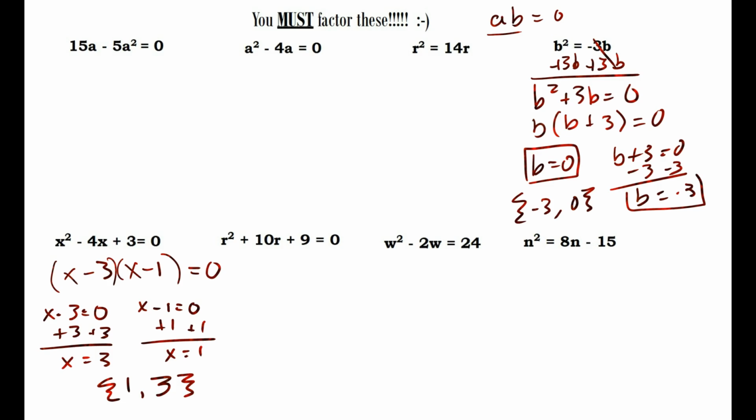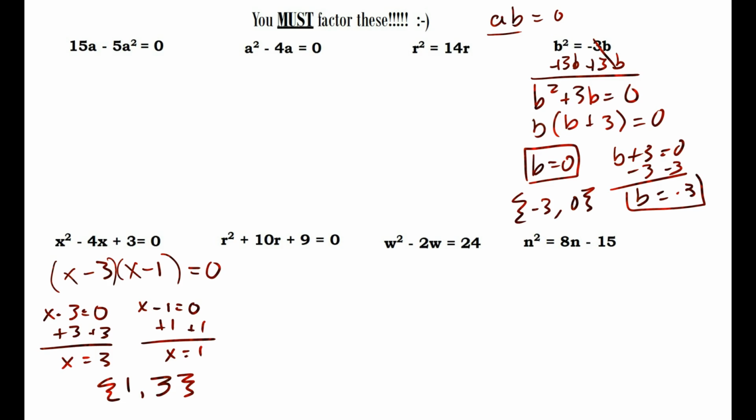Because when we put 1 back into the problem, we will get 0. 1 squared minus 4 times 1. So that's really 1 minus 4, which is negative 3, plus 3 is equal to 0. 3 squared, which is 9. 9 minus 12, which is negative 3, plus 3, is equal to 0.